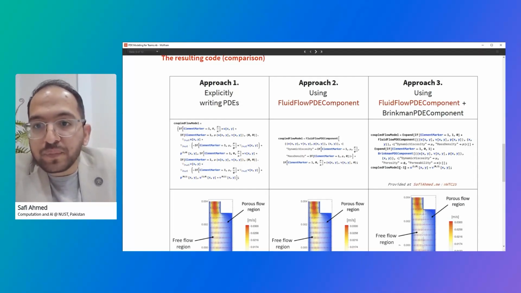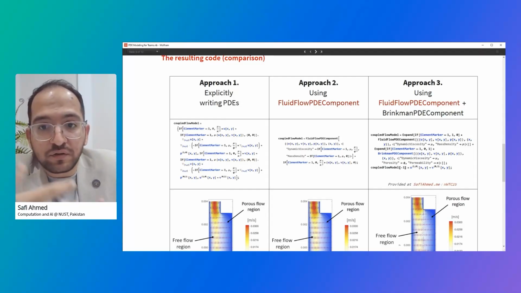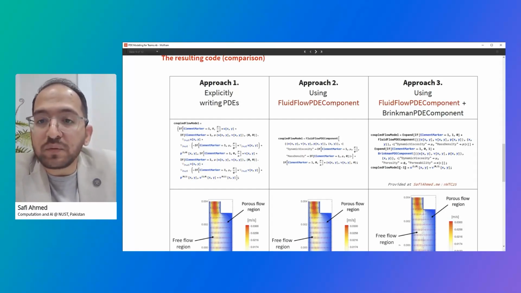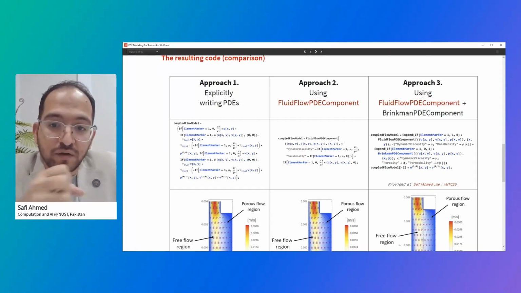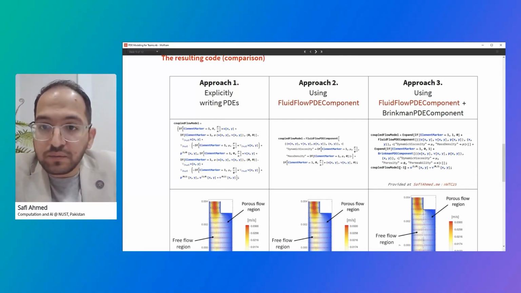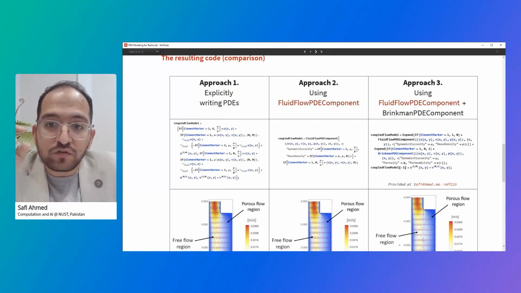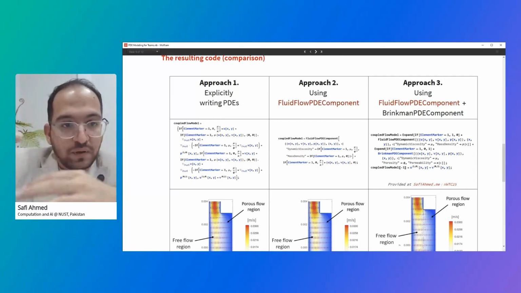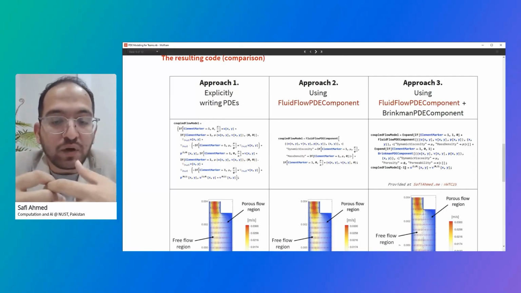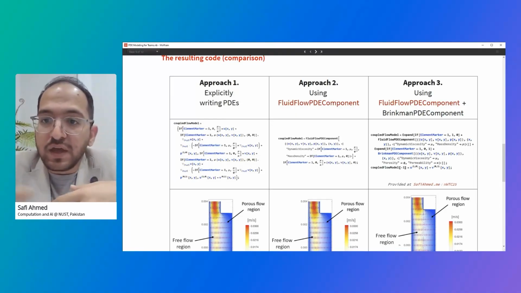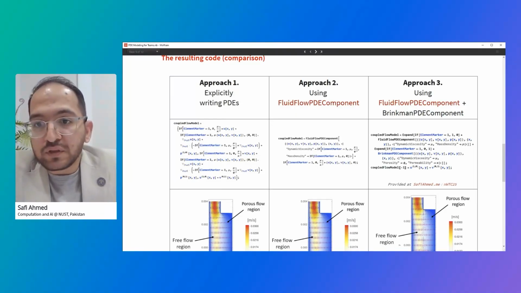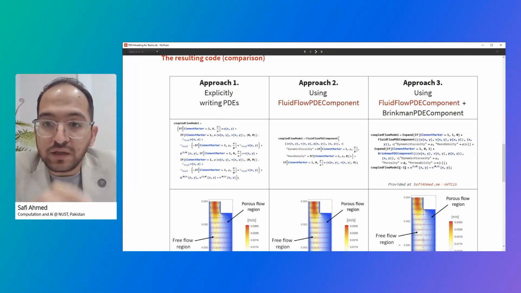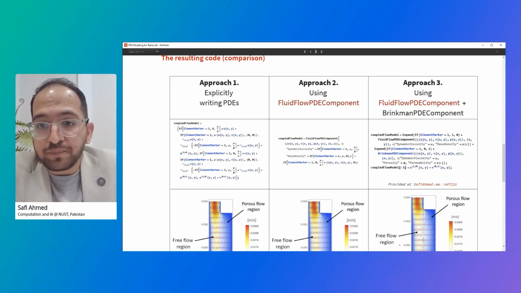But in this code, you see that you have the fluid flow PDE component telling you that the Navier-Stokes equations are involved. You have the Brinkman PDE component explicitly written, which shows you that there are also Brinkman PDEs involved, and that basically shows you just by looking at the code what kind of model we might have here and what level of complexity we might have in our model. Also the dynamic viscosity, the mass density, and the porosity and permeability are very elegantly defined and easily viewable in our code.